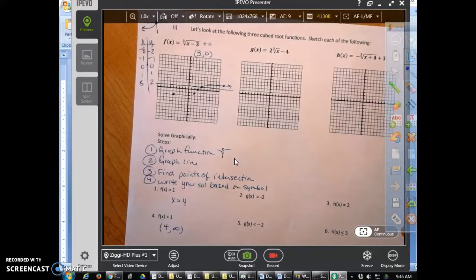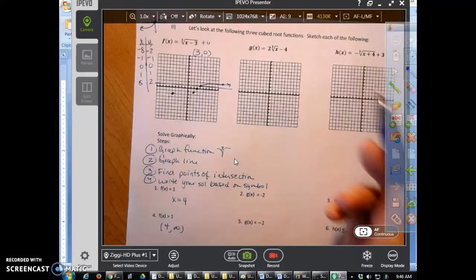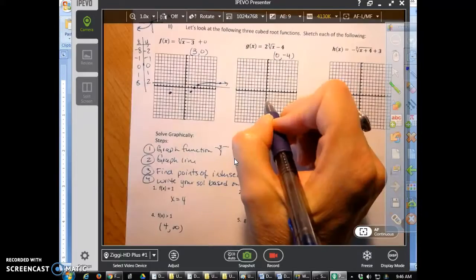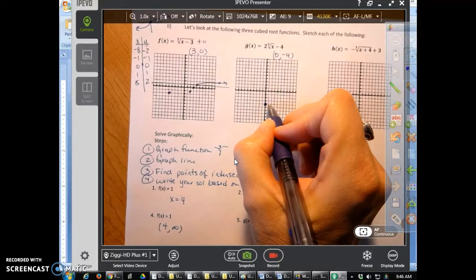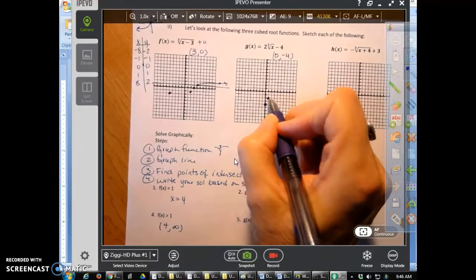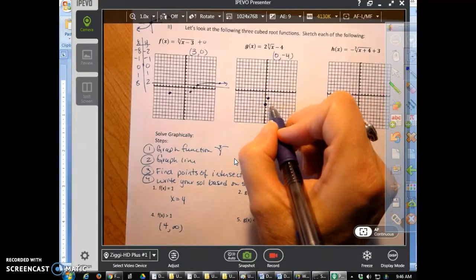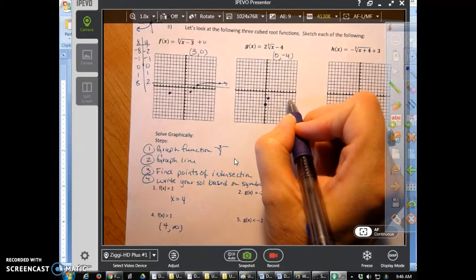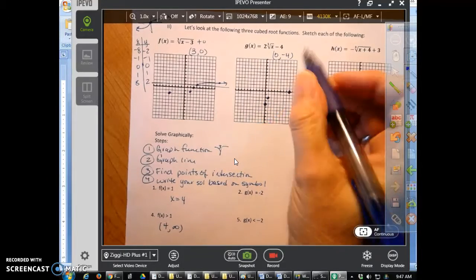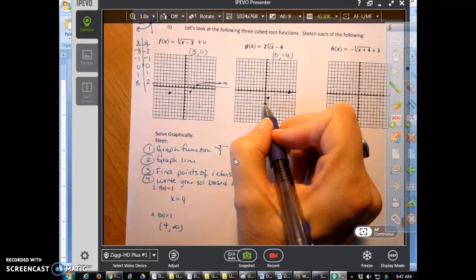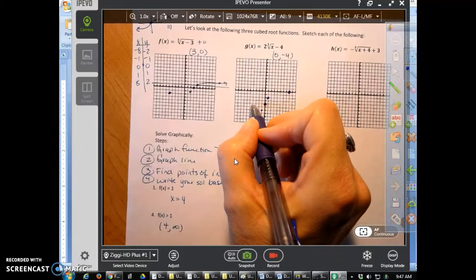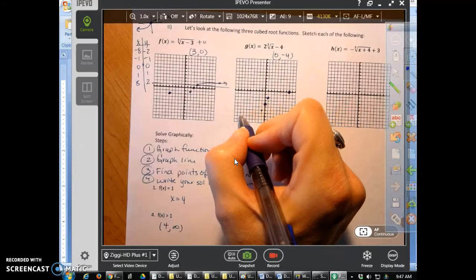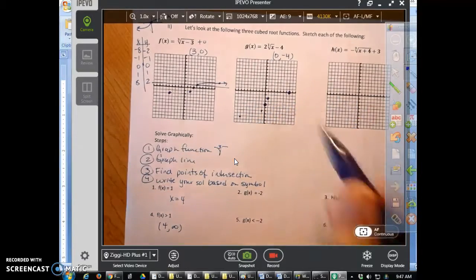Okay, let's graph the next one. So this translation point is (0, -4). And it's stretched by a factor of 2, meaning when I go 1 to the right, I go 2 up instead of just 1. And when I go 8 to the right, I would normally go up 2, I go up 4. And same thing on the left side, 1 to the left, down 2. 8 to the left is going to be down by 4. So it looks something like that.